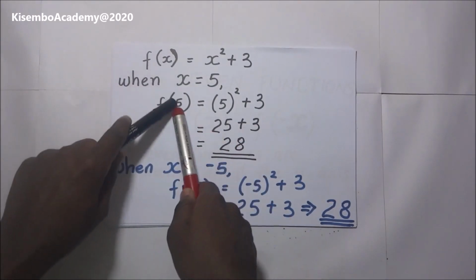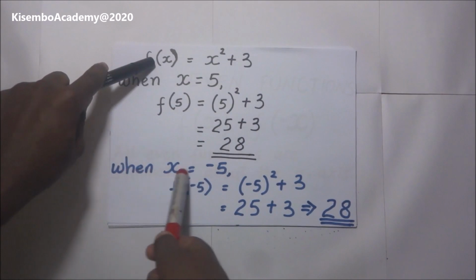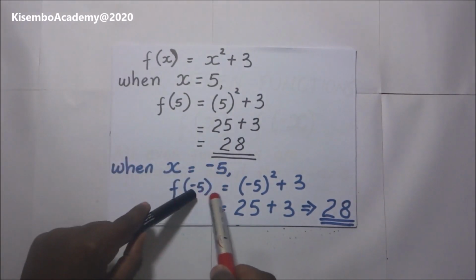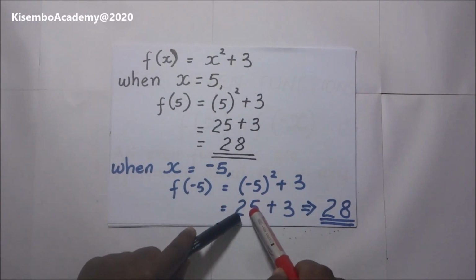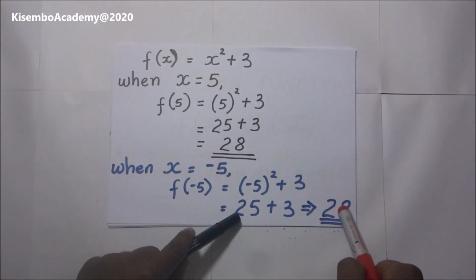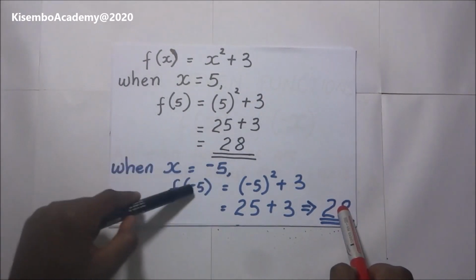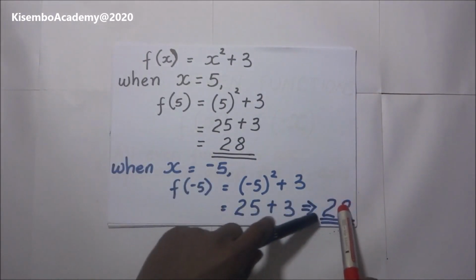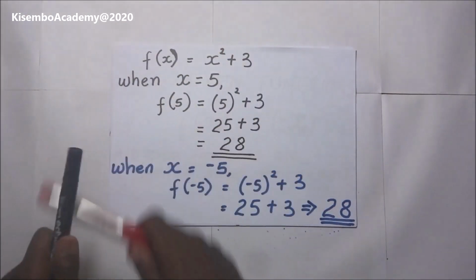So now let's go ahead and put negative 5 in that same place. That is what we did here. When x is negative 5, it's going to become negative 5 squared plus 3. It's still giving us 25 plus 3, giving us 28. Now, when we plugged in a positive 5, it gave us 28. When we plugged in a negative 5, it still gave us 28. So that property makes this an even function.